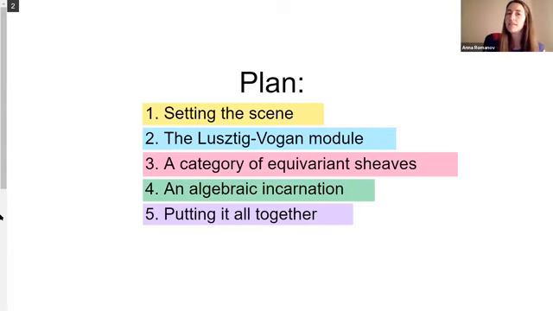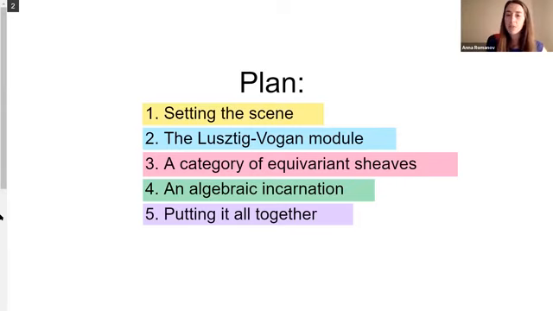And then I'll go on to define what the Lusztig-Vogan module is. This is going to be a certain module over the Hecke algebra, which tells us information about characters of irreducible, admissible (g,K)-modules. And then to complete this definition, I'm going to need to introduce a certain geometric category of equivariant sheaves, which controls the structure of this Lusztig-Vogan module.